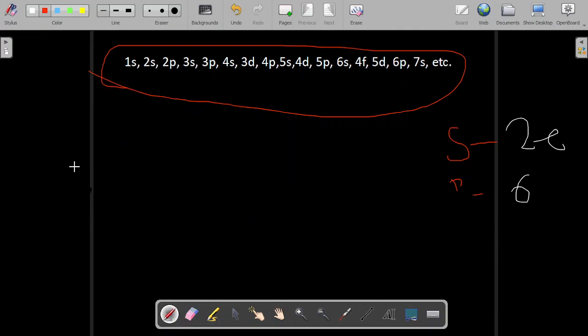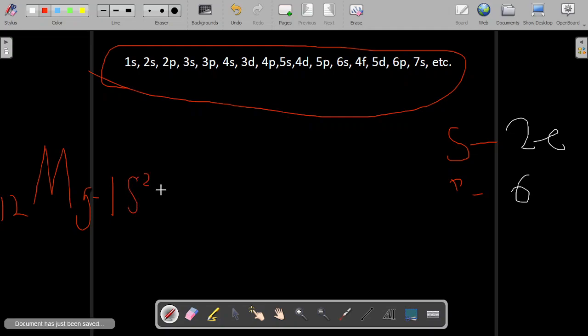So let's take magnesium as an example. Magnesium has an atomic number of 12. So the electronic configuration should be 1s2, 2s2, that's 4. For the 2p, this can contain a maximum of 6 electrons.